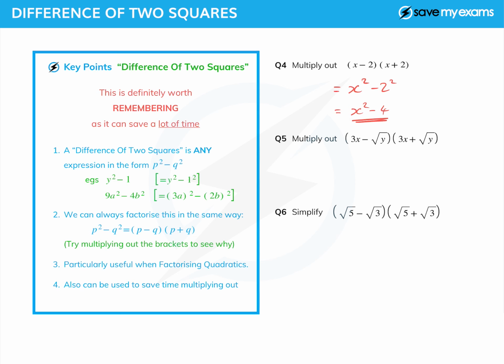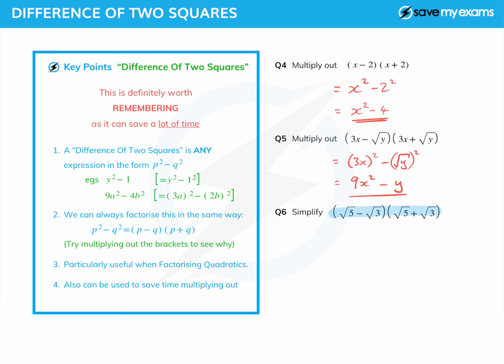The next one's got some horrible square roots in it, but again, we can just deal with them. p is 3x, q is root y. There they are again in the second bracket. So (p minus q) times (p plus q) is equal to p squared, so (3x) all squared, minus, well, I will do it the slow way, I'll say that's (root y) squared. (3x) all squared is 9 times x squared, minus, well, what is the square of the square root of y? It is, of course, just y. Okay, so I get 9x squared minus y.